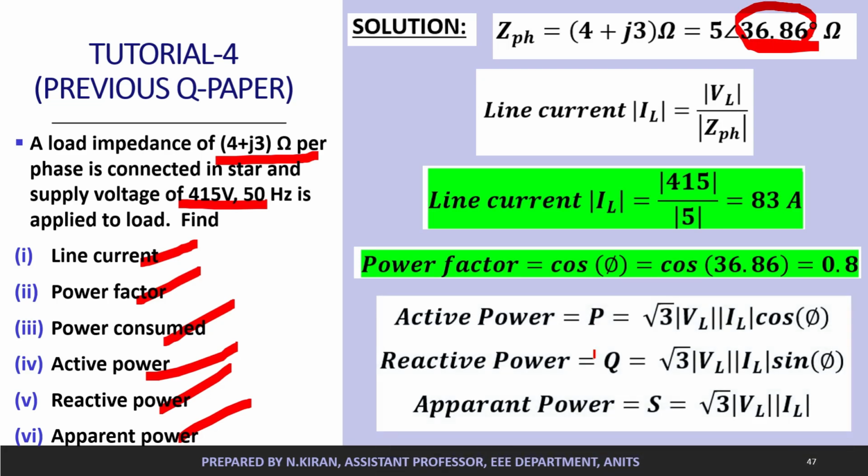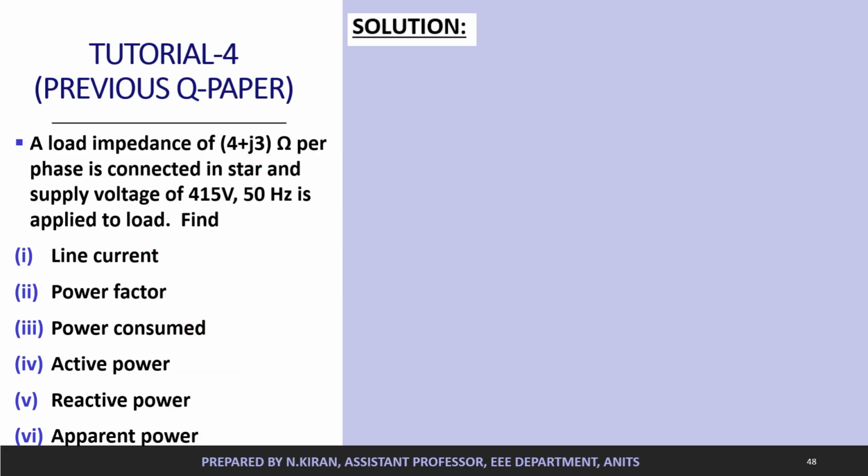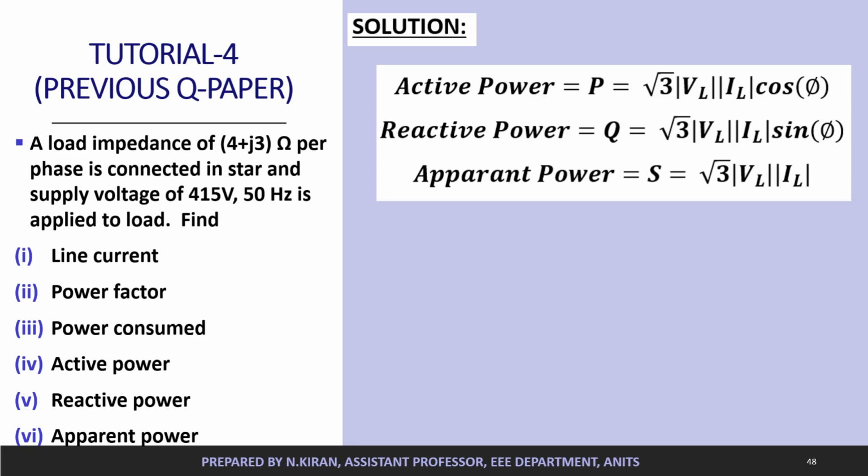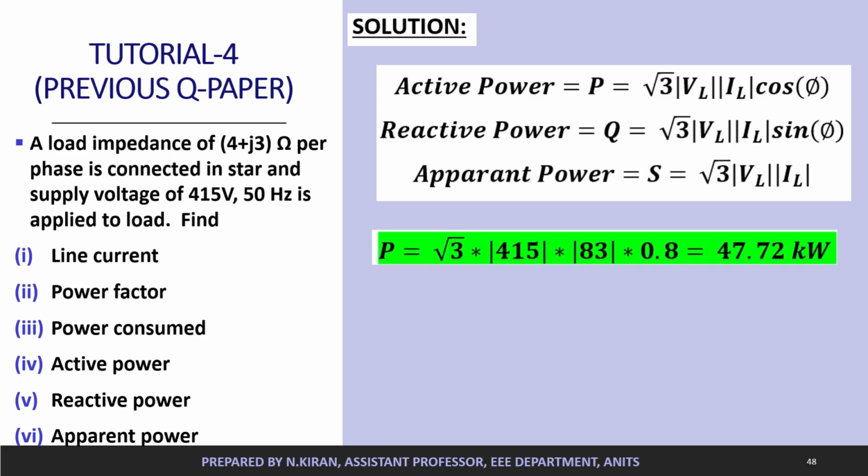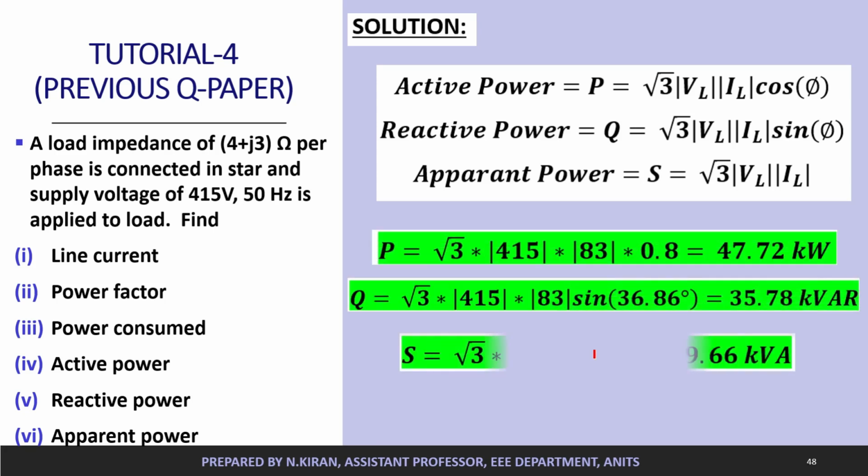Power consumed is nothing but active power, reactive power, apparent power. So for the respective formulas, you can use either the line values or the phase values. Okay, so I'm just substituting all the formulas. I'll get the values for active power, reactive power as well as the apparent power. So the power consumed is the same as the active power.